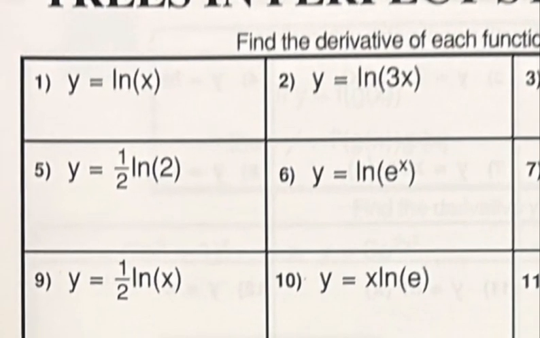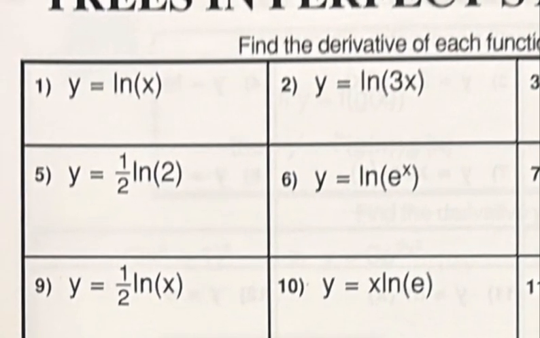Okay. So let's focus on 1, 2, 5, 6, 9, 10. So we know that the derivative of a natural log is just 1 over x. So if we have a function stuck inside, like number 2, it's going to be 1 over that function times the derivative of that function. What happens to the 3's? They cancel out, which is kind of interesting that it becomes a 1 over x anyway.